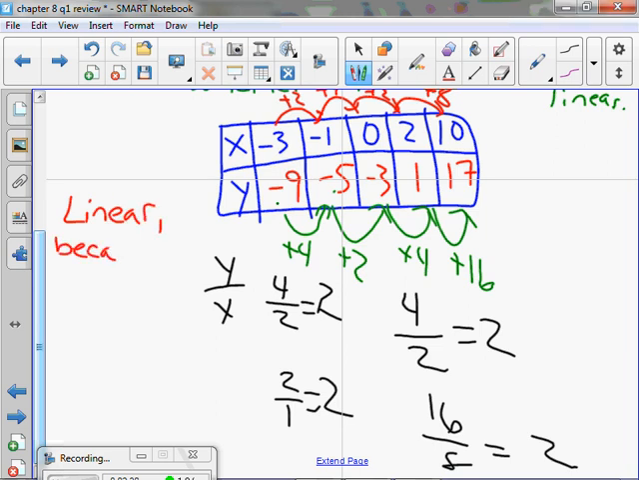because there is a constant rate of change.